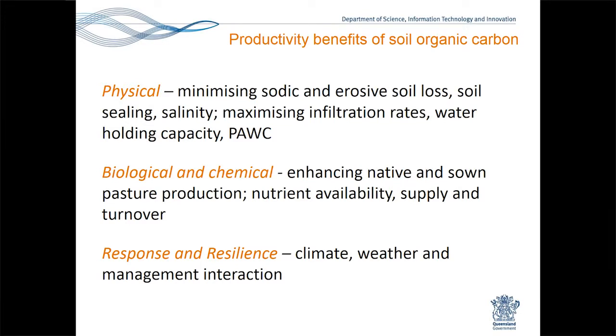Some of the biological and chemical aspects might be looking at how to get better biomass production from your native and sown pastures. How available are the nutrients in your soil? And phosphorus is a great one for that. We're fairly phosphorus deficient soils in Australia. How to make that phosphorus available for use? Looking at the supply and turnover of those different nutrients, and carbon is a signal for all of those. But also I think it's that response and resilience to those different systems, particularly when you get out here and you have longer drought and flood events, and we're talking about the possibility of building an increased awareness to be resilient to those changes.